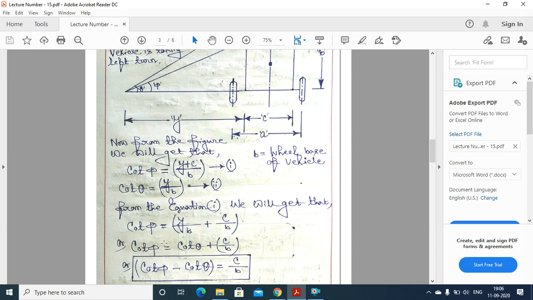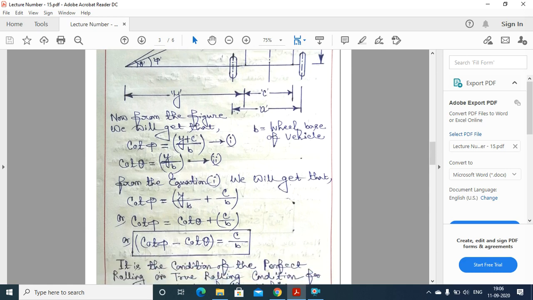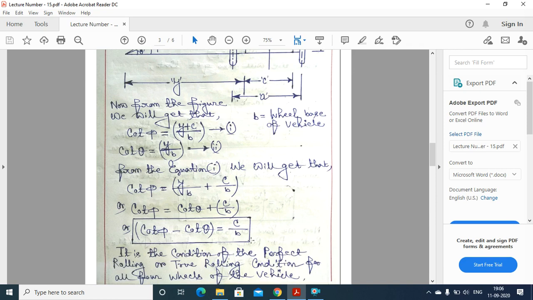Again I am repeating that cot phi is equal to cot theta plus c by b. If we simplify this term, then we will get cot phi minus cot theta is equal to c by b. So this is the true rolling condition, or perfect rolling condition, for all four wheels of the vehicle.